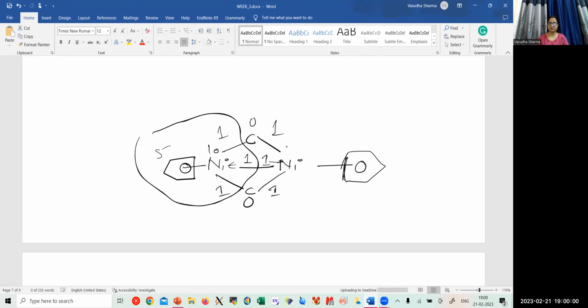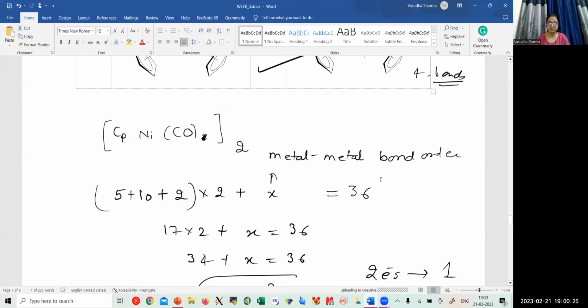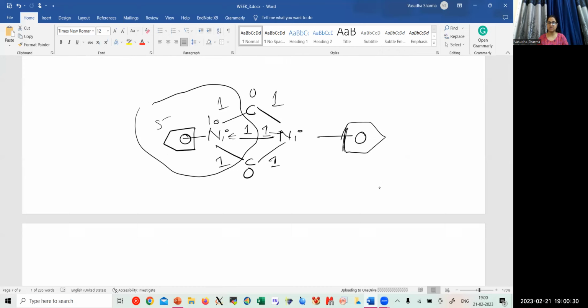So this is the right option that it exists, not this one, because it is not having a metal-metal bond, it is not having metal-metal interaction, whereas nickel requires four bonds. So four bonds are required to be made with nickel, so that's why it is having this bridging structure, because it has to see its stability also. Or you can form it this way, or you can form it this way, both are fine.